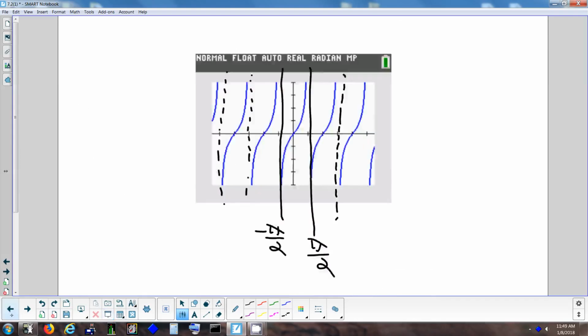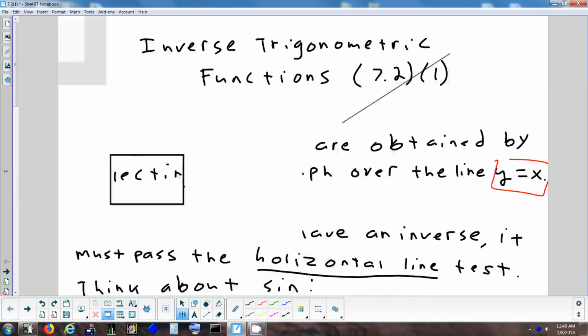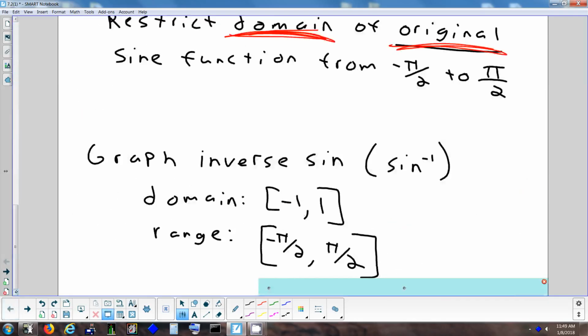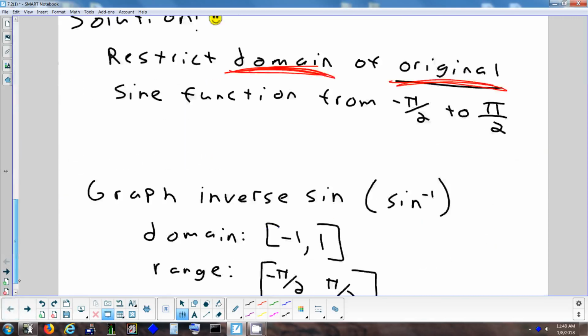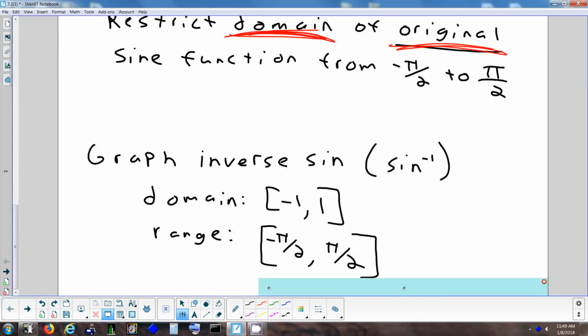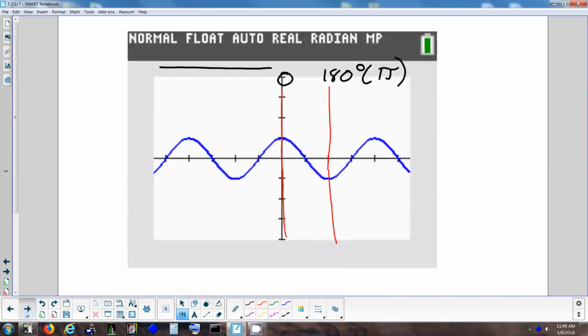Negative pi over 2 and pi over 2. There's your domain and range. Negative pi over 2 to pi over 2. There's my range. Now what's the original domain though? You gave me the range, which is good, but I just don't need it for this one. Is it negative 1 to 1? Yeah. The domain for inverse sine is negative 1 to 1.